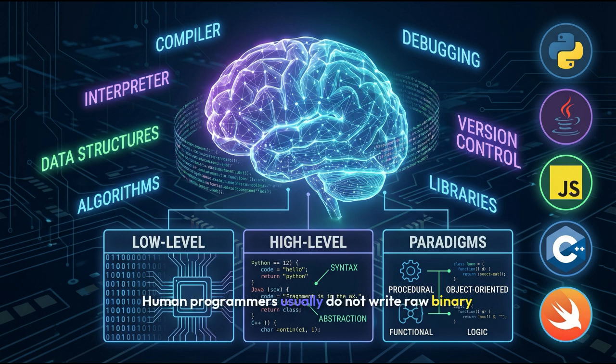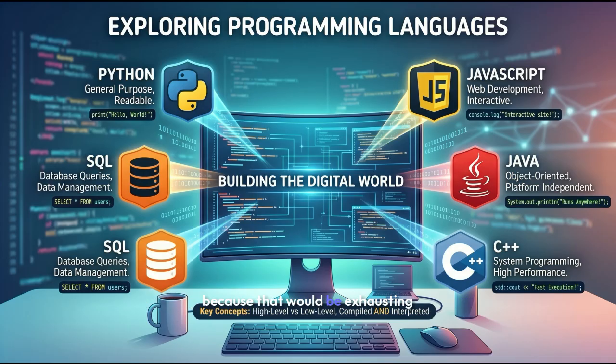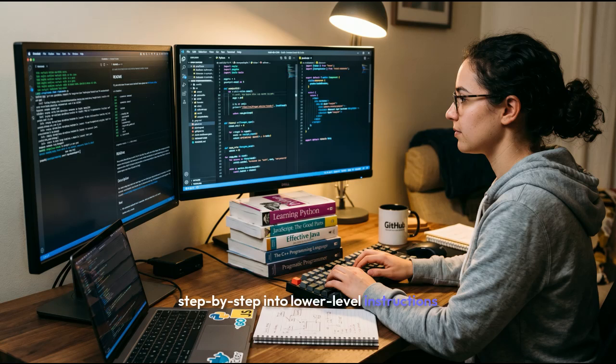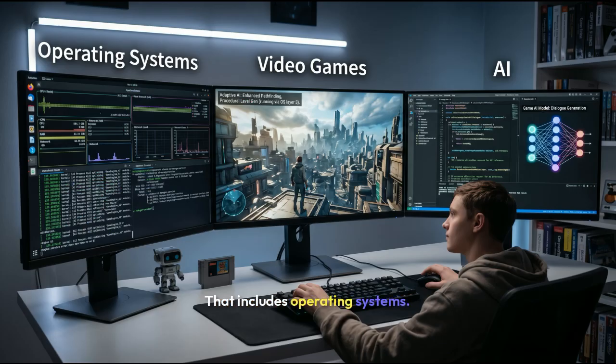Human programmers usually do not write raw binary because that would be exhausting and error-prone. Instead, they use programming languages like Python, Java, C++, or JavaScript. Those languages are translated step by step into lower-level instructions until eventually the processor receives binary machine code. So even the most advanced software you have ever used ultimately becomes ones and zeros. That includes operating systems.